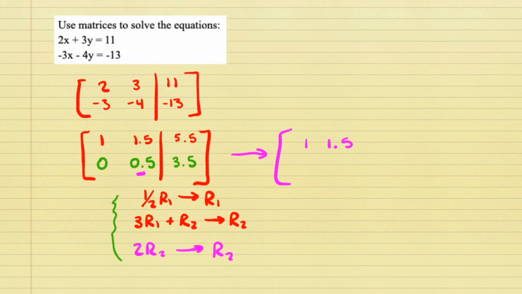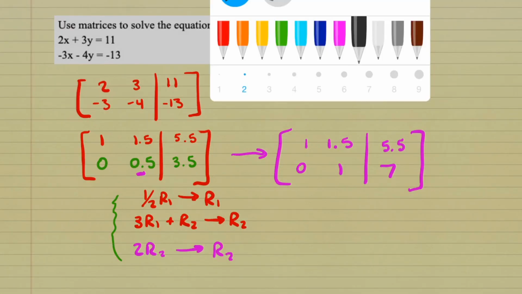1.5 and 5.5. All right. So, doubling the bottom row, doubling 0, that's 0, doubling 0.5, I get 1, doubling the next number, that should be the number 7. 3.5 times 2 is 7. Now, why I wanted that is because what I talked about earlier, I want to get this to reduced row echelon form where this is the matrix I want to get to.